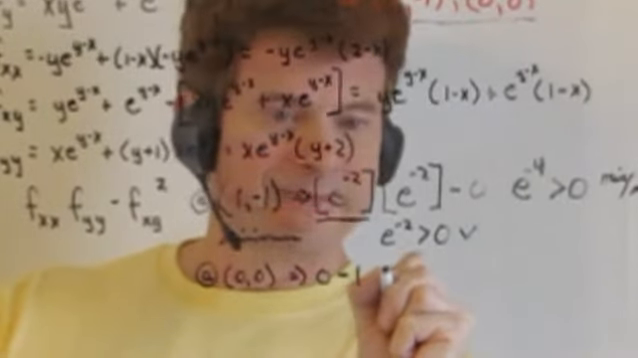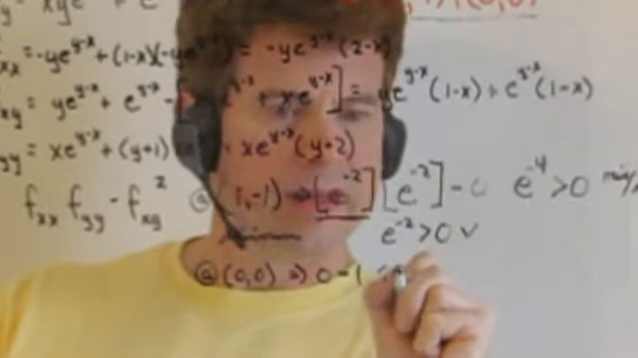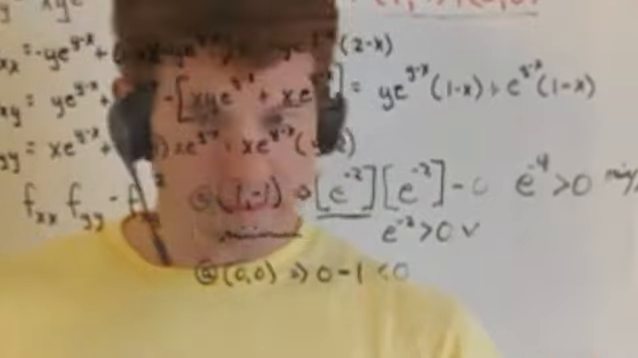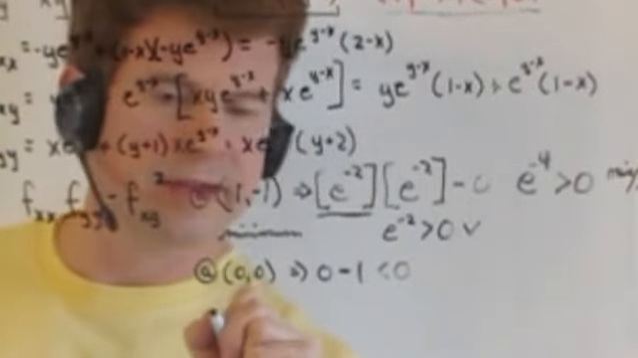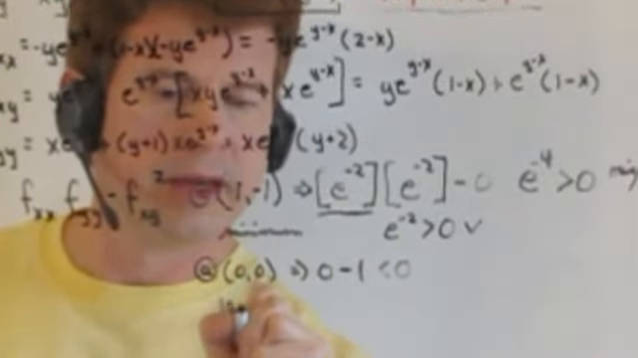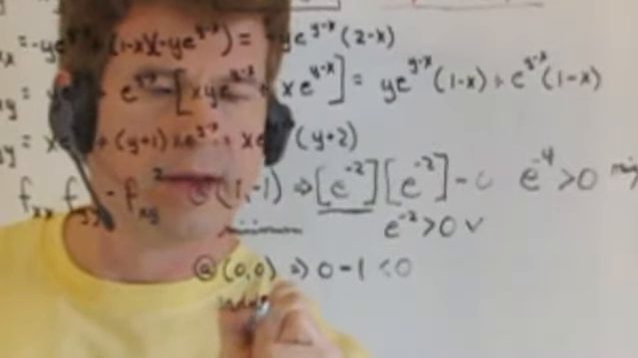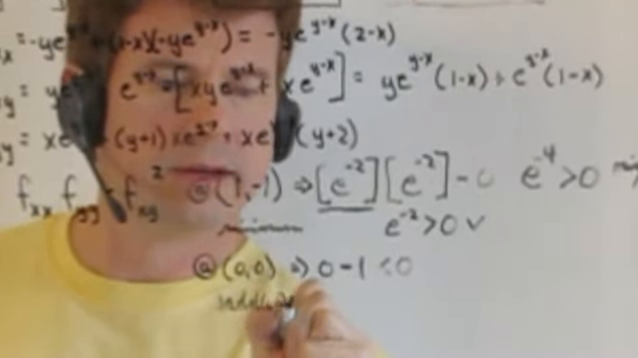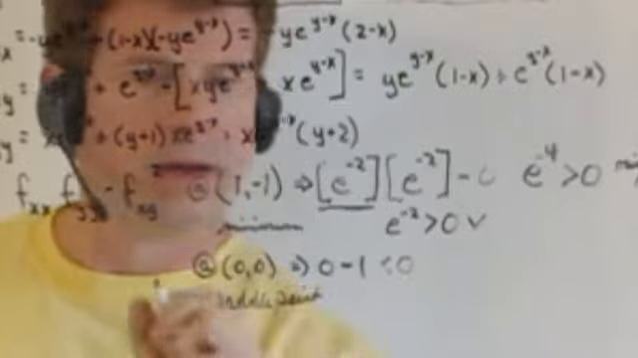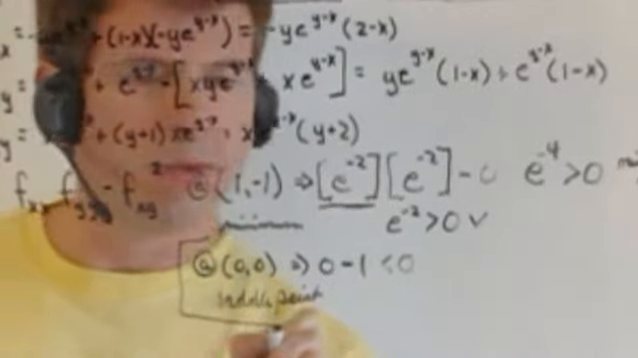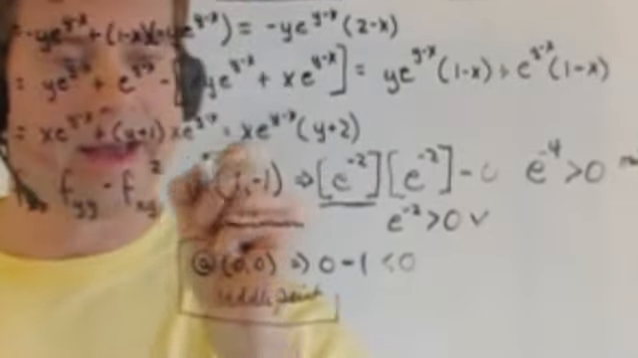So that then is less than 0. And knowing that that's the case, we see that 0, 0 is a saddle point. And with just a couple of bubbles, I got you your answer.